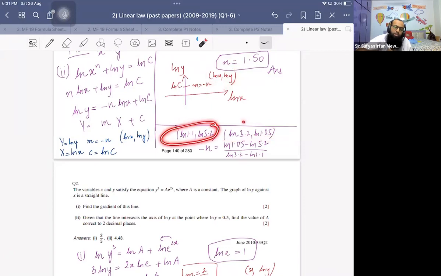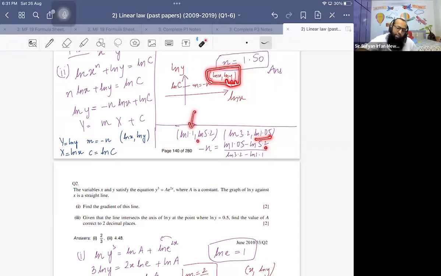When we have two coordinates, we can find the gradient. The change in y upon the difference of y coordinates upon the difference of x coordinates. So ln not 1.05 minus 5.2. No, because the graph is not of y against x. The graph is of ln y against ln x. So the coordinates that we are going to use for finding the gradient will not be x comma y. The coordinates will be ln x comma ln y.